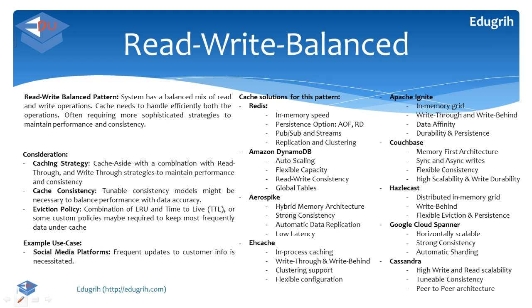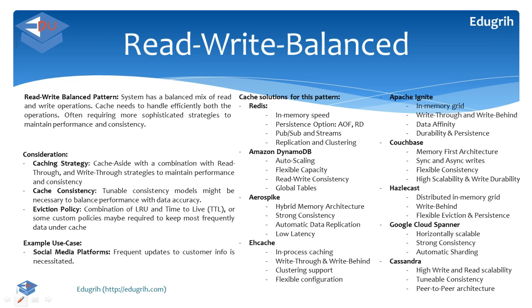So it's important to ensure the consistency models have the necessary balance. Eviction policy, combination of LRU and TTL to ensure that the most frequently used data remains in the cache, as well as all the records have a periodic expiry so that the most up-to-date data is loaded.